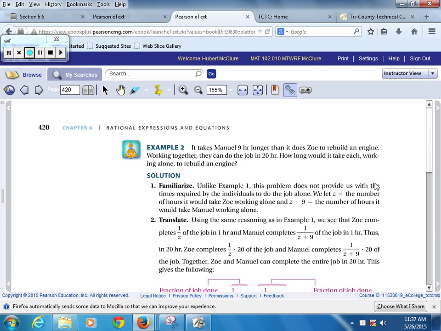So write this down, and then we'll do it. Just say Manual 9 hours longer than Zoe. Rebuild engine. Together 20. How long will it take each? There you go. Does that help you out? Hate for y'all to have to write five or six extra words. This is not even English class. I'm not writing this in words.